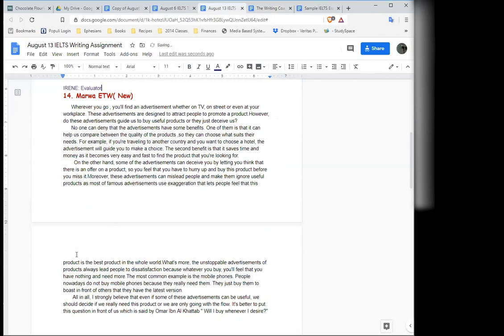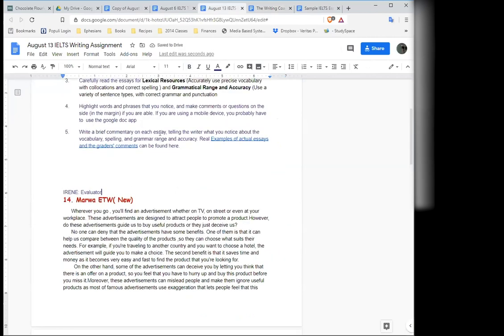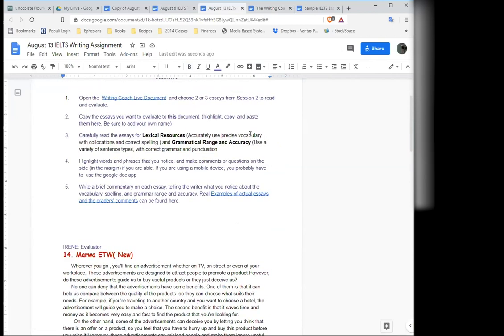Now, we're going to read this essay for lexical resources, which you know means accurately using precise vocabulary with collocations and correct spelling. And we're going to evaluate it for grammatical range and accuracy. That means a variety of sentence types and correct grammar and correct punctuation.